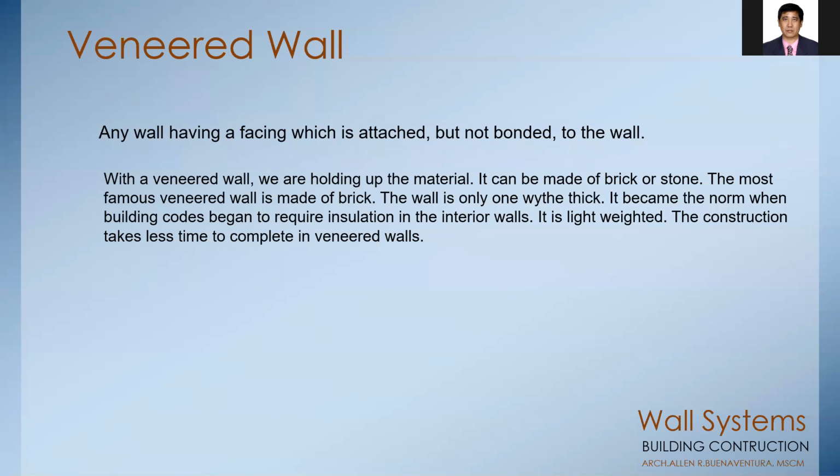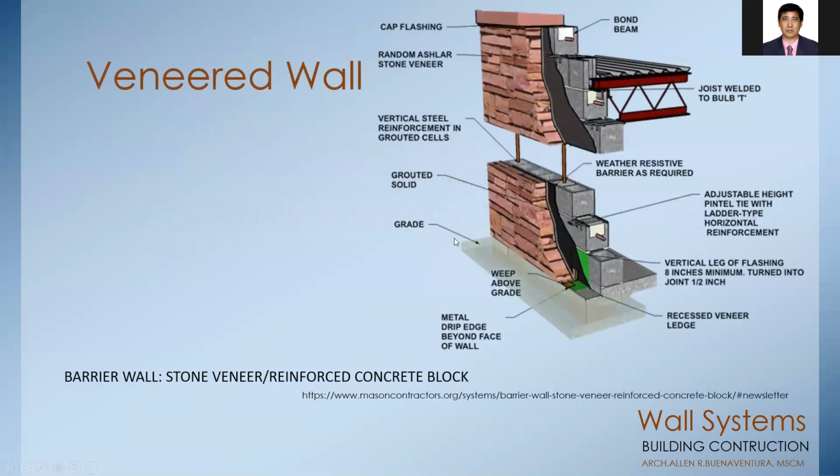The wall is only one brick wide thick. It became the norm when building codes began to require insulation in the interior walls. It is lightweight. The construction takes less time to complete in veneered walls. So this is an example of a veneered wall. As you can see in the section, there is what you call a structural wall, and the veneered wall is being attached to the structural wall by use of a mortar, or sometimes adhesive.